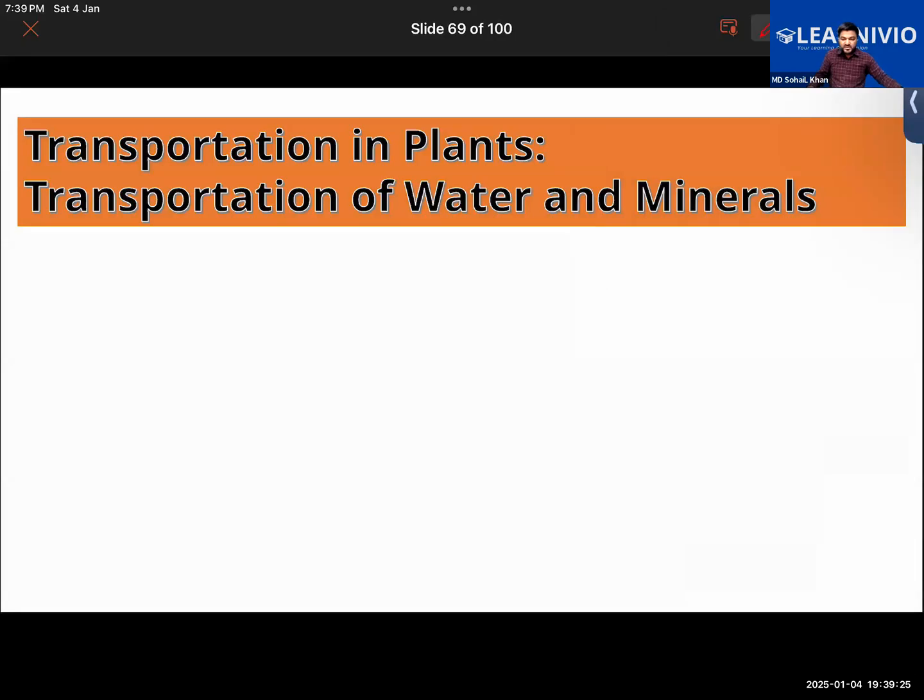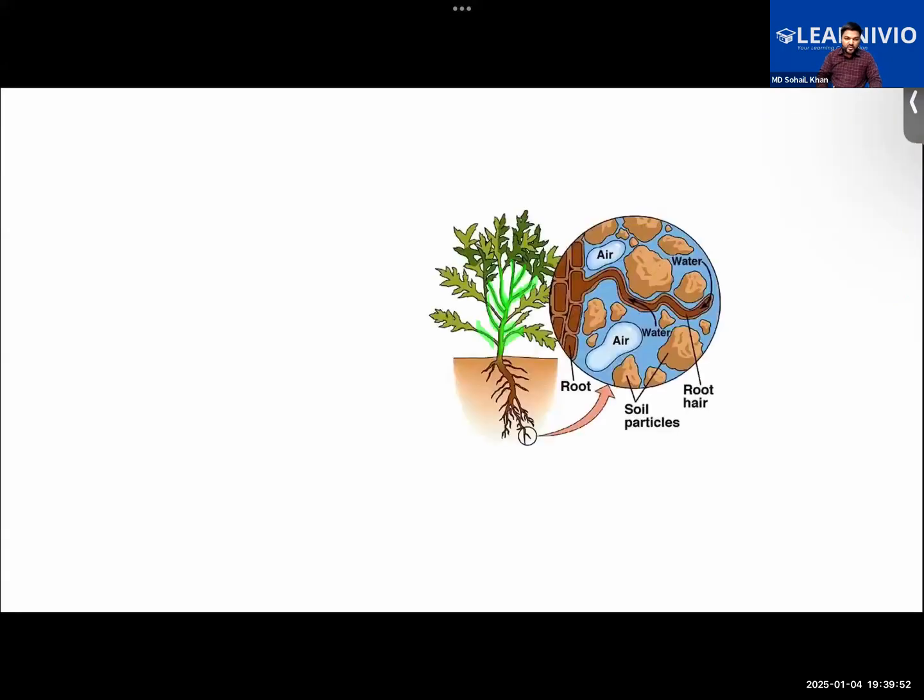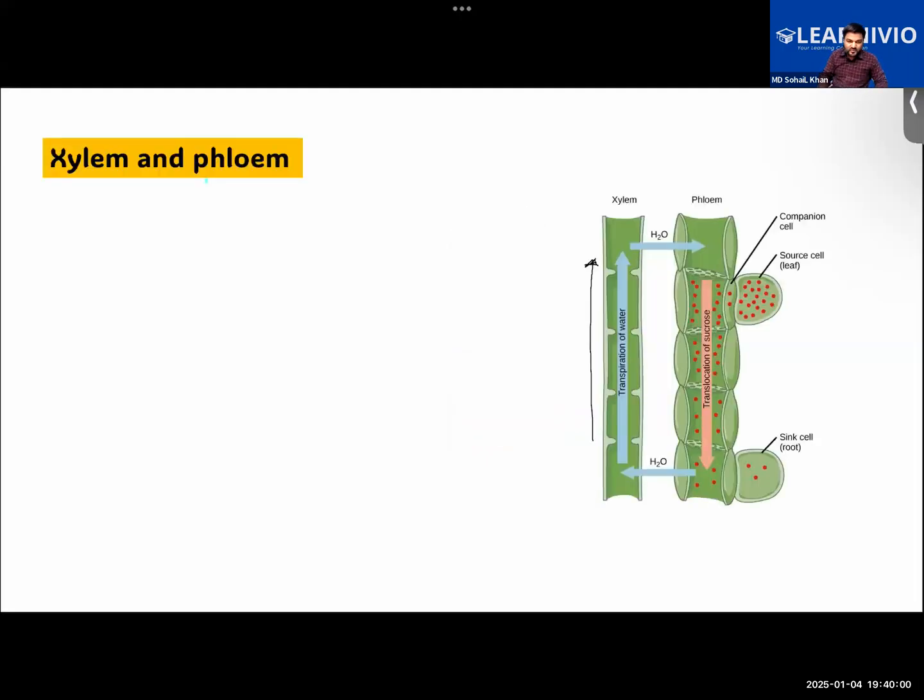So in the last class we learned about transportation in animals. Today we'll be learning about transportation in plants. Transportation in plants basically means the transport of water, minerals, and nutrients throughout the body of the plant. Plants also require these necessary things. The movement of food and water will occur through very specialized tissues called xylem and phloem, getting it?